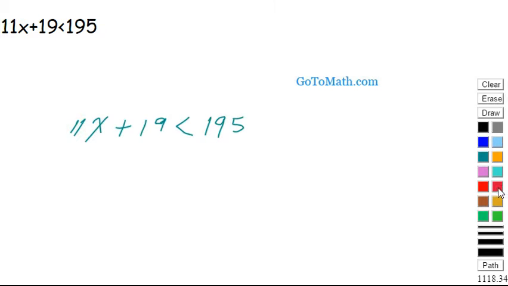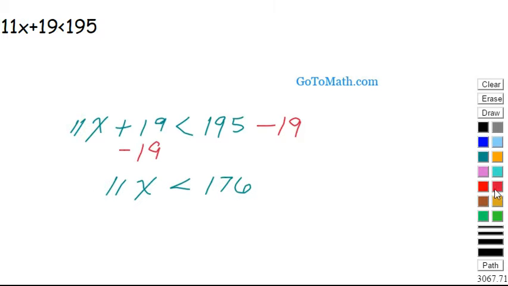That means we're going to get rid of this 19, so subtract 19 from both sides. That's the first thing we want to do. Then we can rewrite 11x is less than 195 minus 19. Let me think about that for a second. Alright, 176. Now we want to get a 1 here.